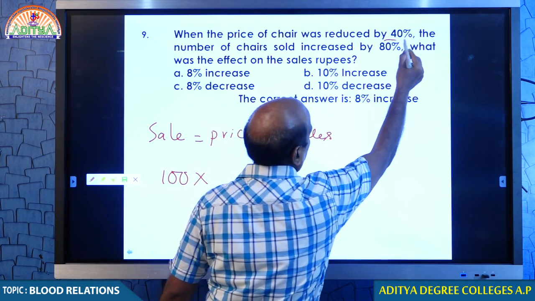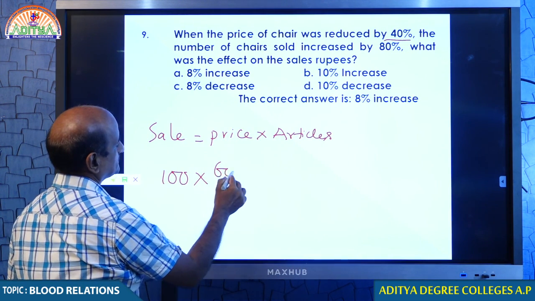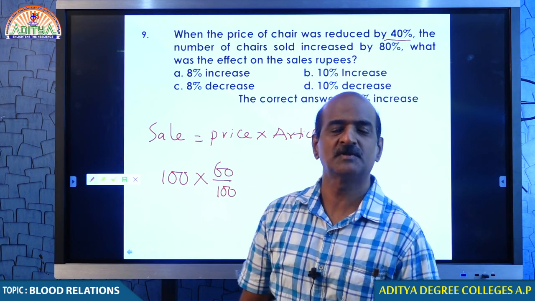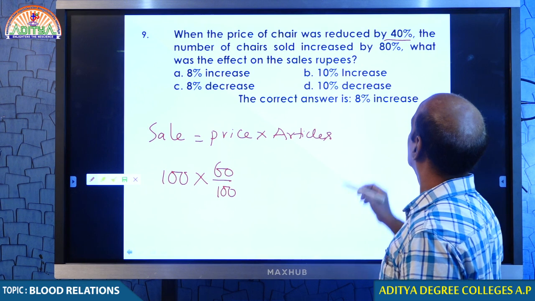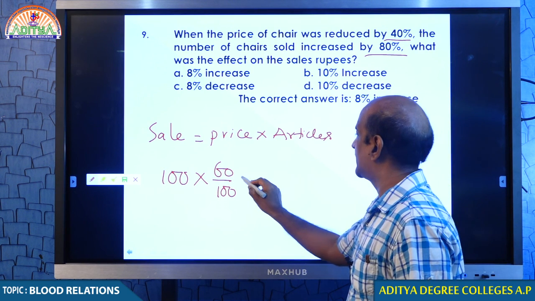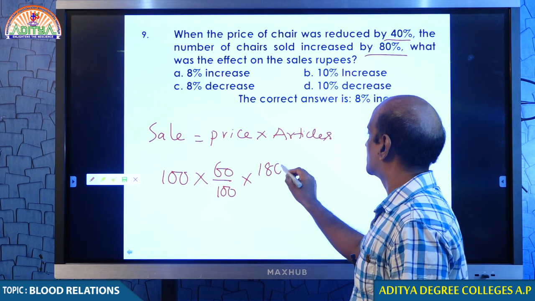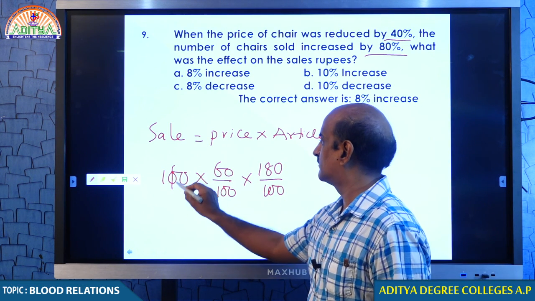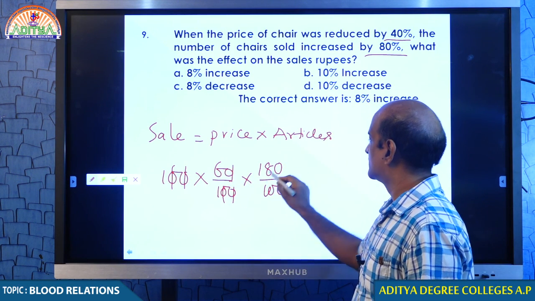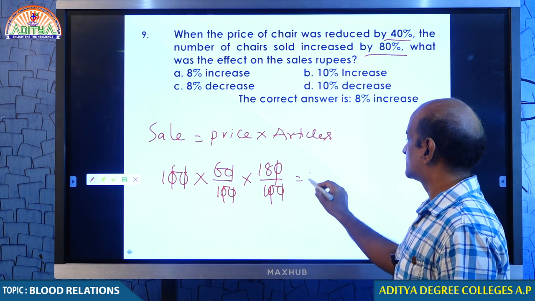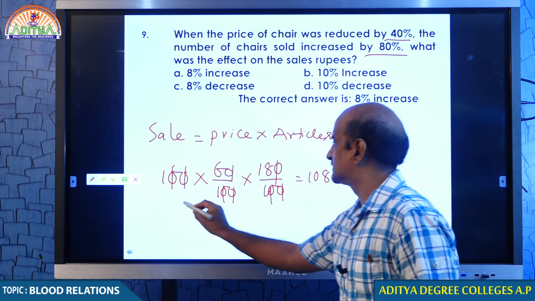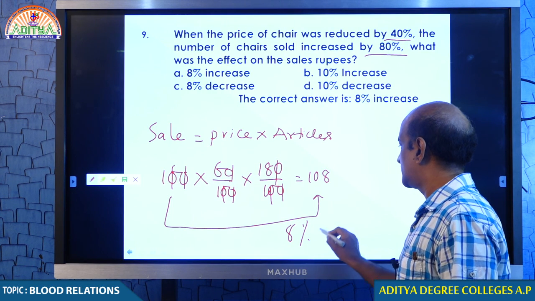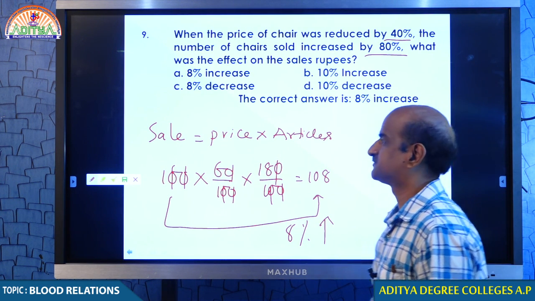Price reduces by 40%. How did you get 60%, my dear students? Because you reduce the price by 40%. Then the number of articles increases by 80%. Tell me what happened with the sale now? 6 into 18, that becomes 108. It was initially 100, it becomes 108. Sale increases by 8%. Common sense?